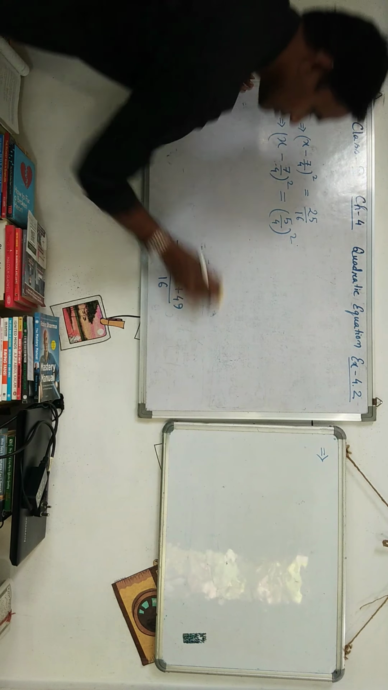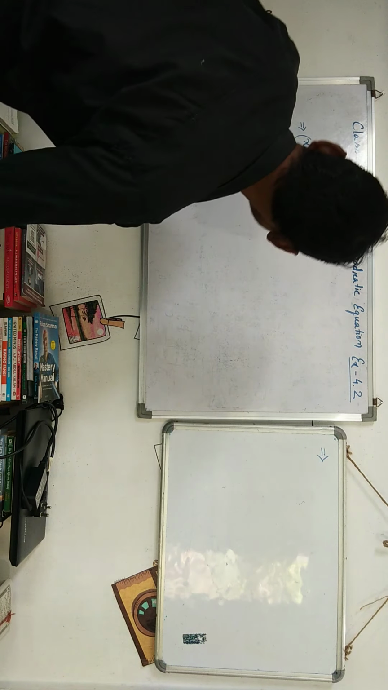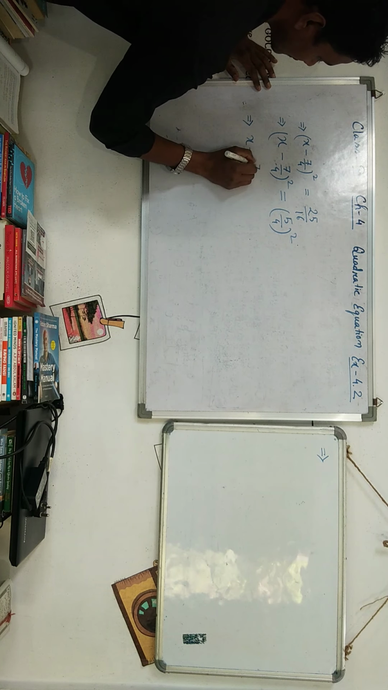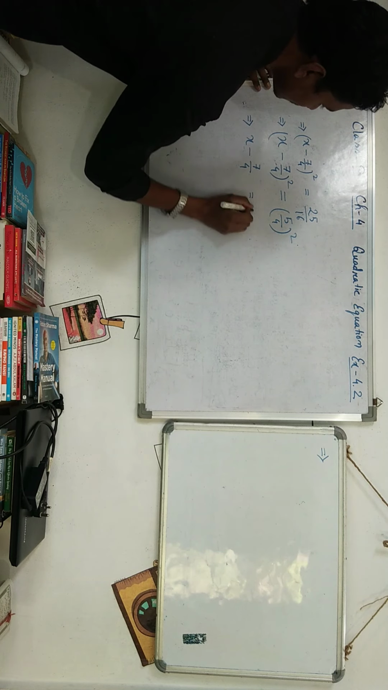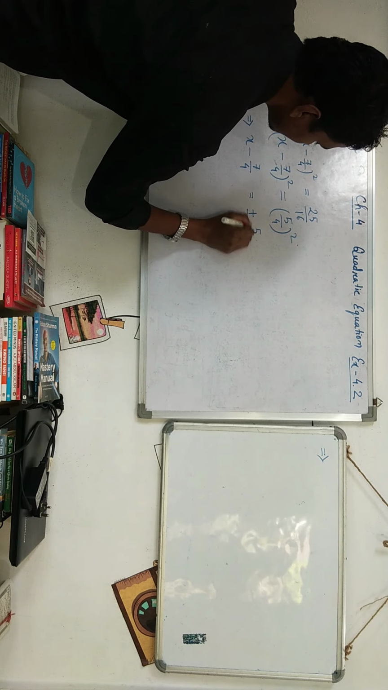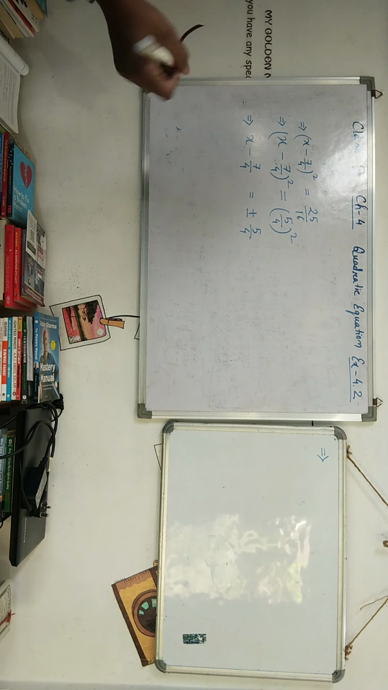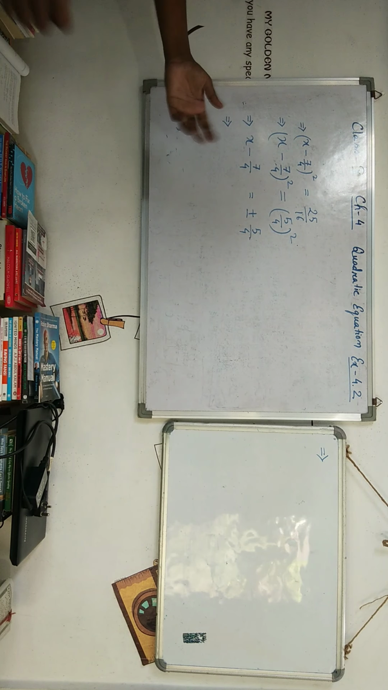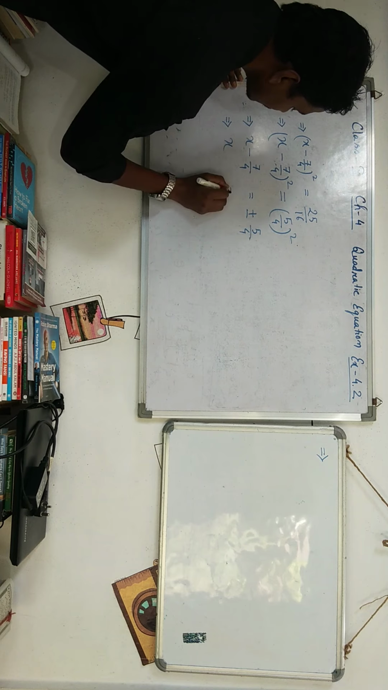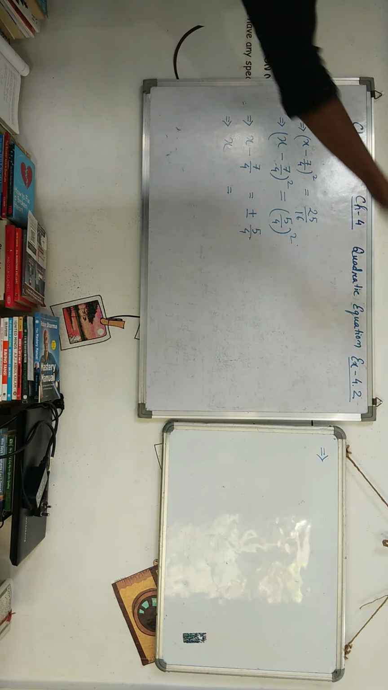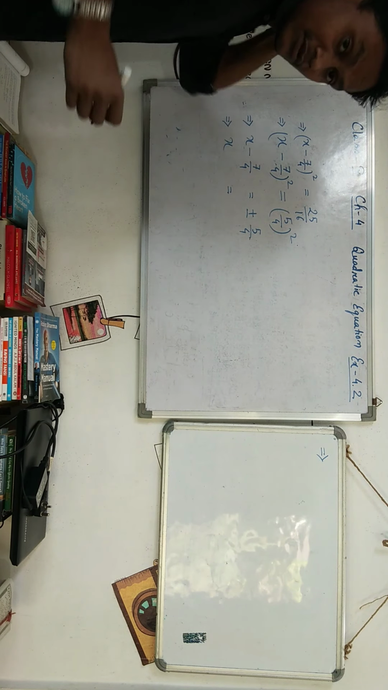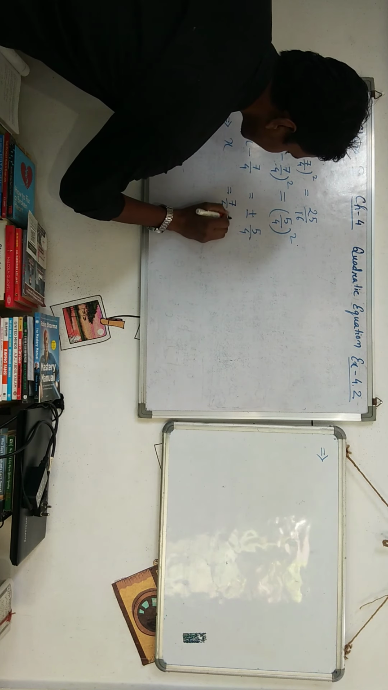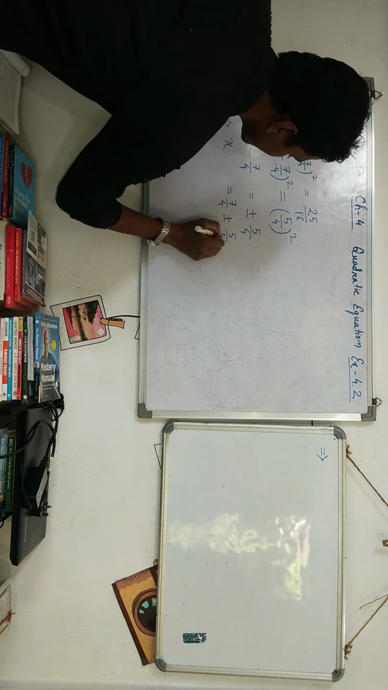So the next step, I'll remove this square. So it will be x minus 7 by 4 is equal to plus minus 5 by 4. I've removed that square, plus minus. Now I have to find x. The question is find the roots. So x will be what? I will take 7 by 4 on that side, so x is equal to 7 by 4 plus minus 5 by 4.